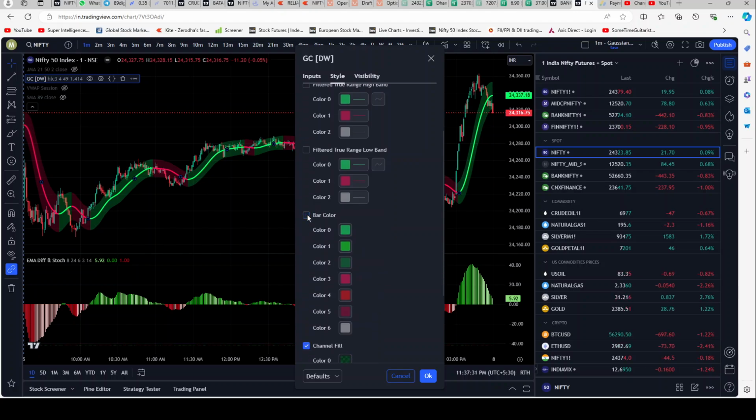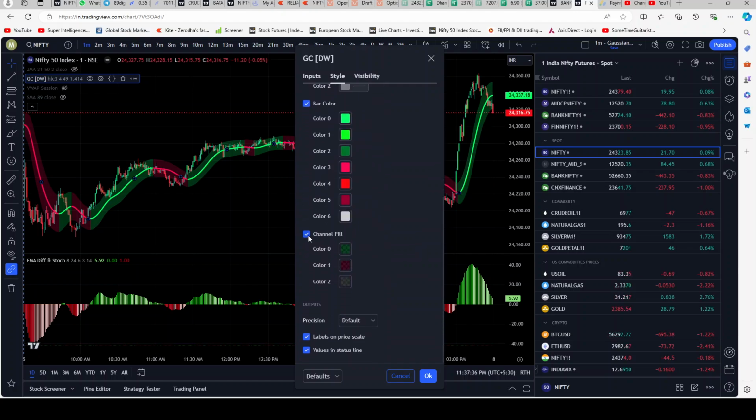Bar color, I leave it untouched. If you want, you can keep it. If you don't want, you can remove it. I keep it checked. Channel fill, I keep it checked. If I remove it, then that channel color will go away.